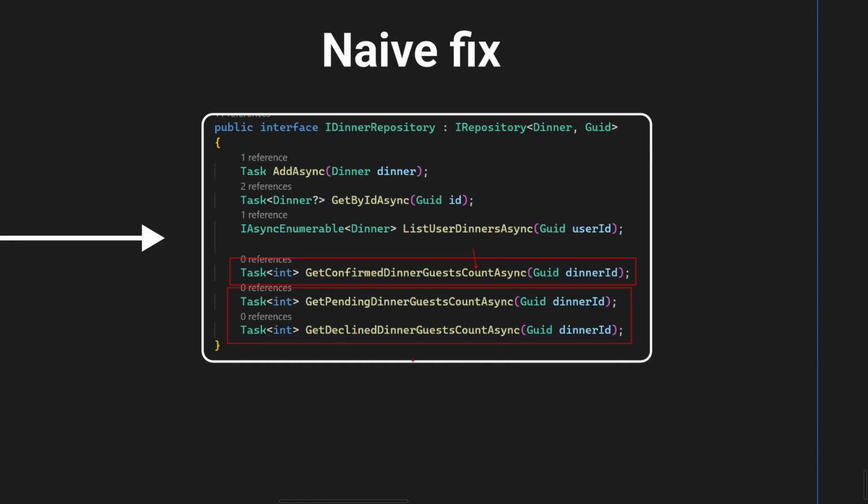This is going to be such a great feature that tomorrow you might also want the pending dinner guests and also the declined dinner guests. And then you'll see repositories which have so many methods that are just trying to optimize for the query to the database. And it becomes this God file of accessing the dinner, which can be just huge. Okay, now there are ways to go around this.